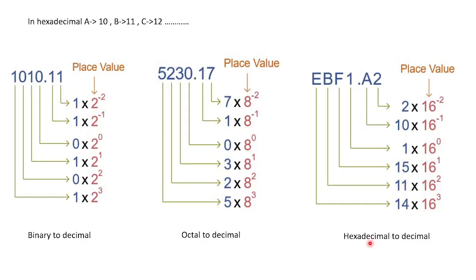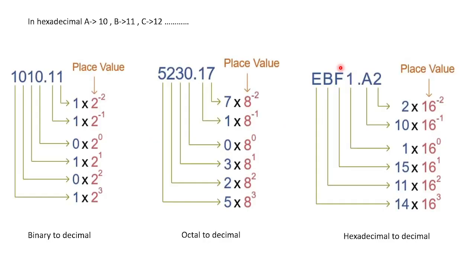In the case of hexadecimal to decimal, what is the base of hexadecimal? 16. So we multiply by 16 to the power 0, 1, 2, 3 on the left side, and on the right side 16 to the power -1, 16 to the power -2, like that. Here is the important point: in hexadecimal, A is represented by 10, B by 11, C by 12, likewise the others up to 15, meaning F. So we have completed the conversion part completely.